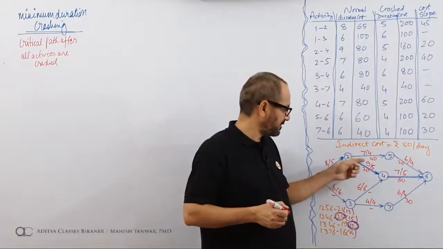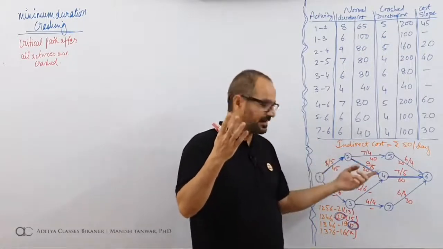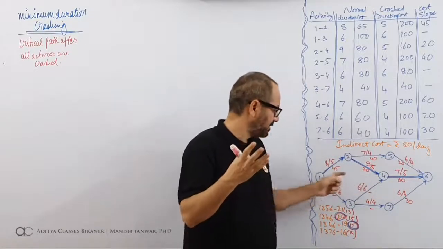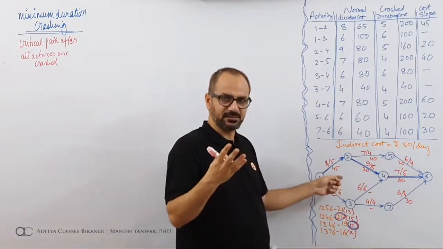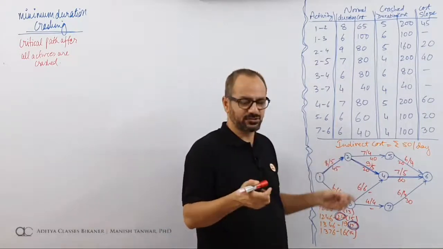How many days can I save? 9 to 5, 4 days are already saved. I need additional 3 days. From where do those 3 days come? This is my best choice. All 3 can come from here. So I am picking only these 2 activities.